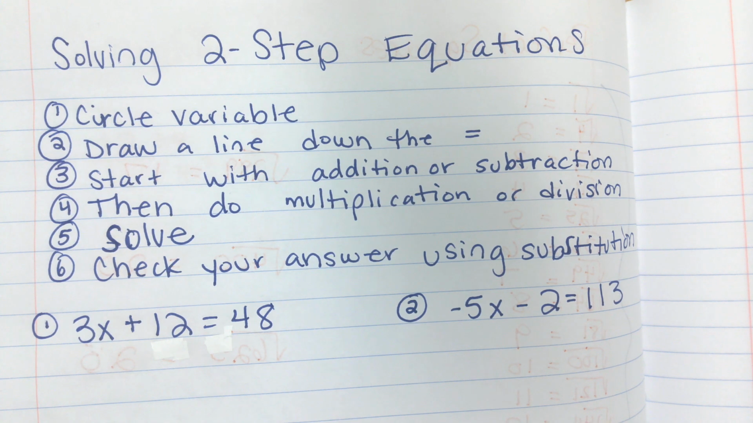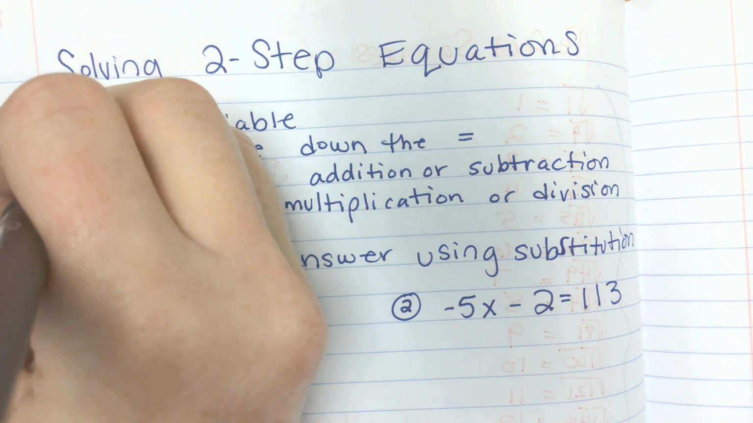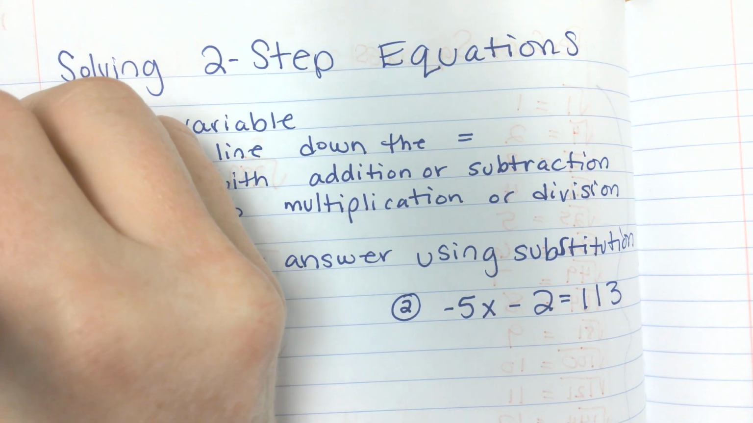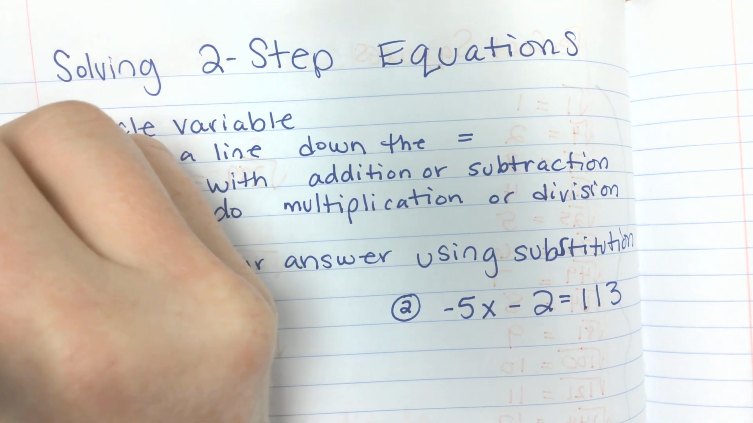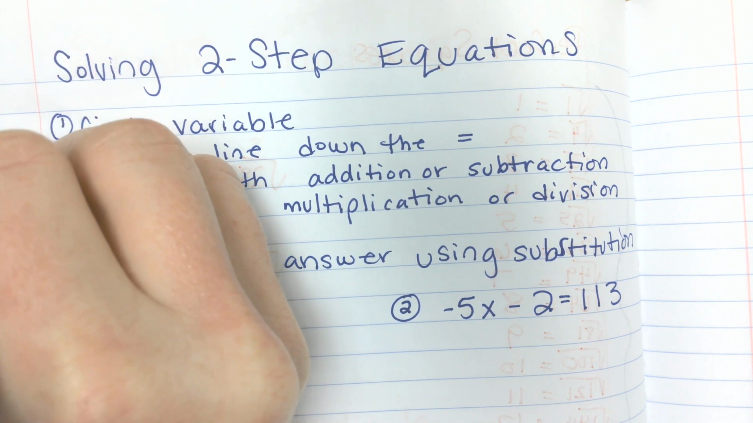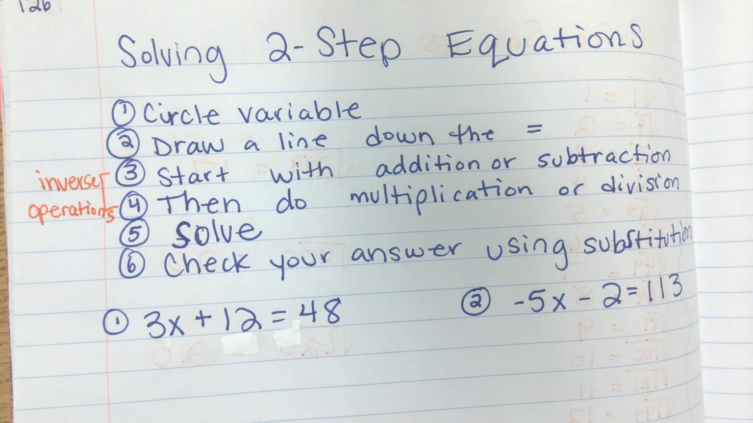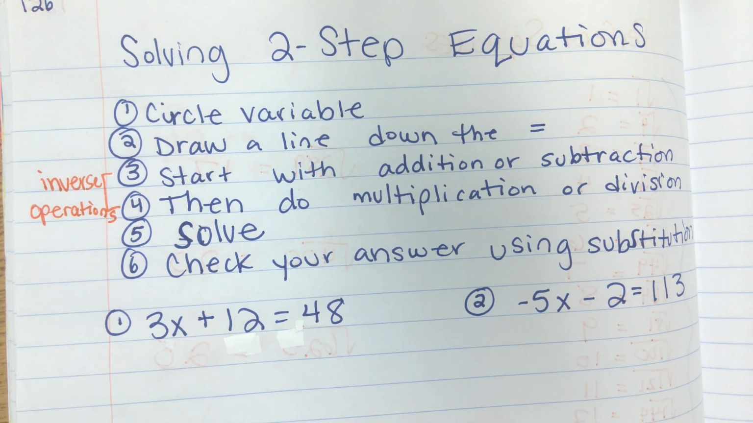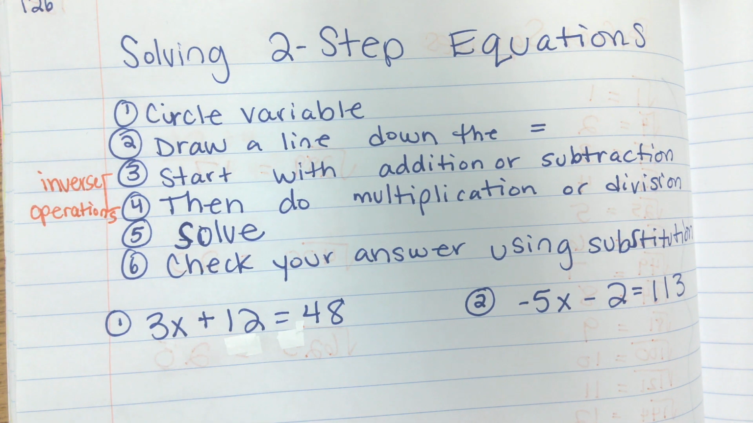Step 3, this is where it kind of changes up because you're looking for addition or subtraction first. Then step 4, you go into multiplication and division. Remember, we're doing inverse operations. If you need to, pause the video so you can copy down these steps.